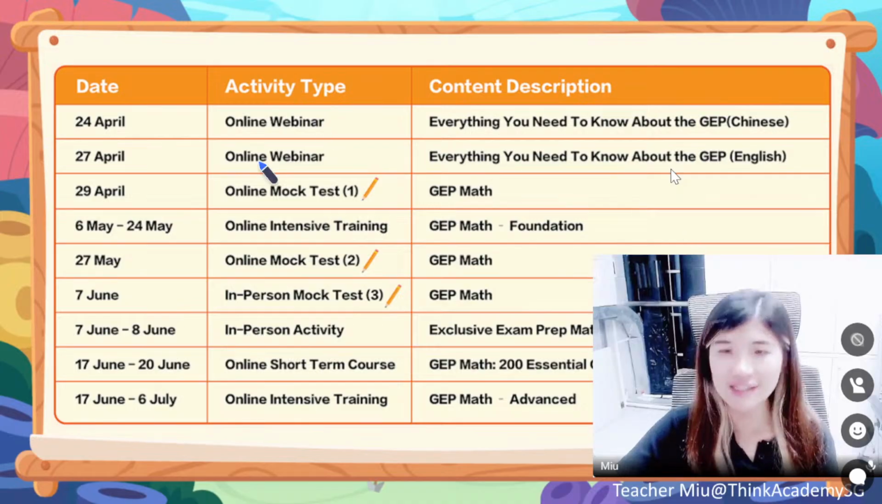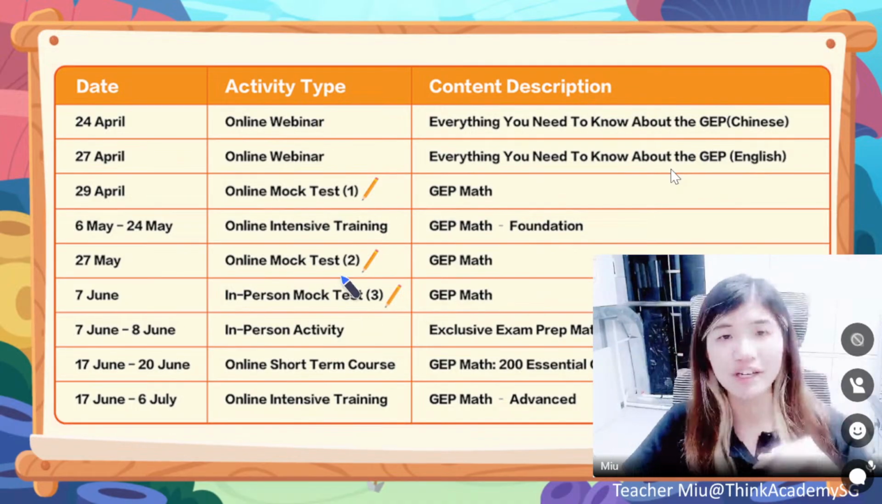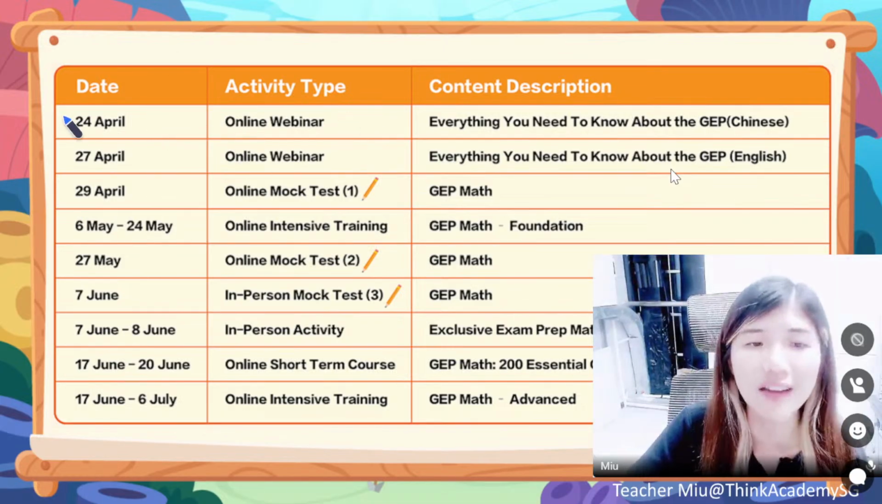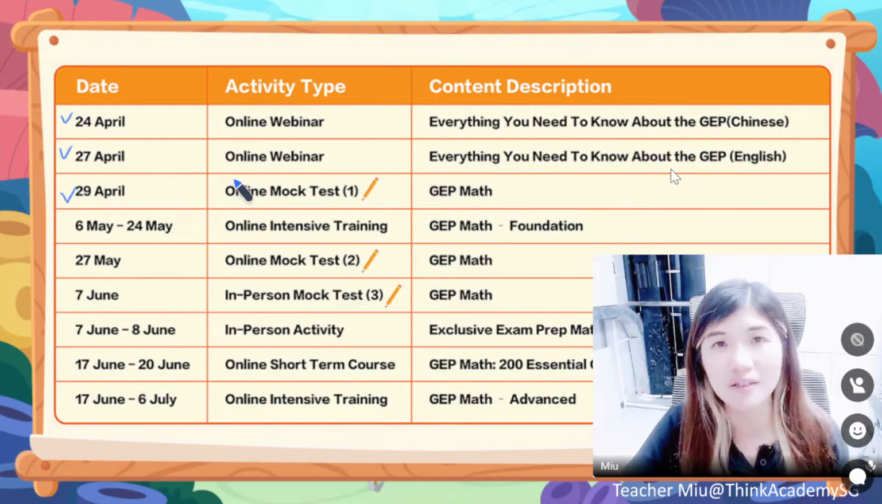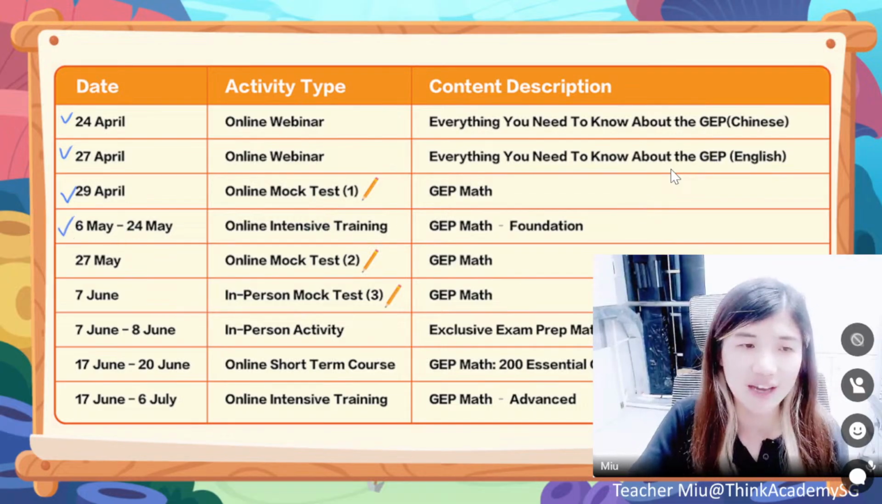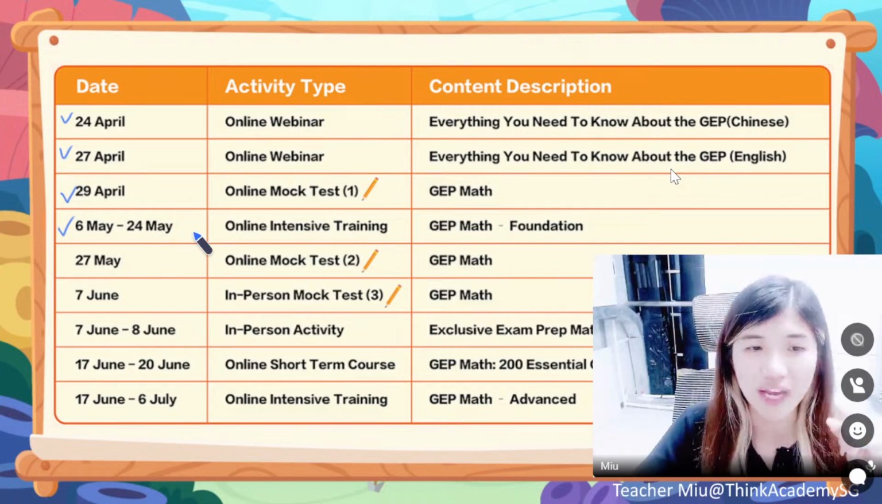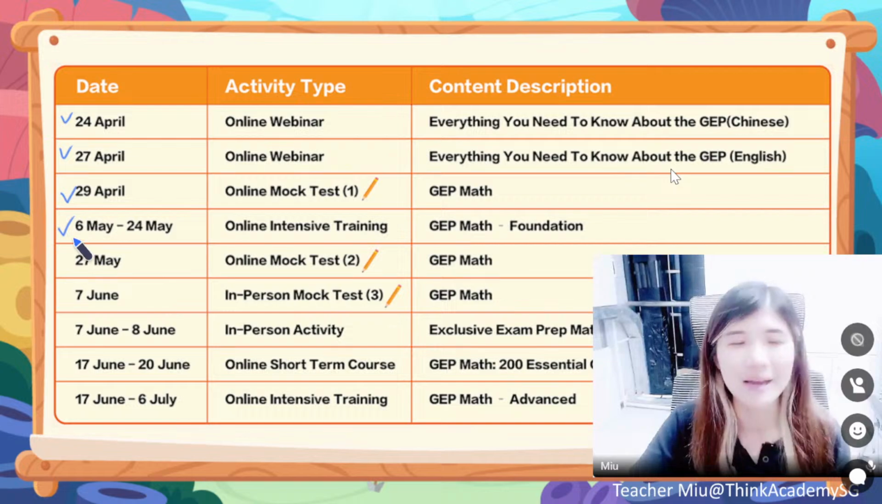That's so much for all the modules that we have. And this is the calendar that we have for phase 1 of the preparation of GEP, right? What we finished is 2 online webinars, and then mock test 1, which was on the 29th of April. Then the intensive training, our modular boot camps, ends today, the 24th of May. All right, we end today.